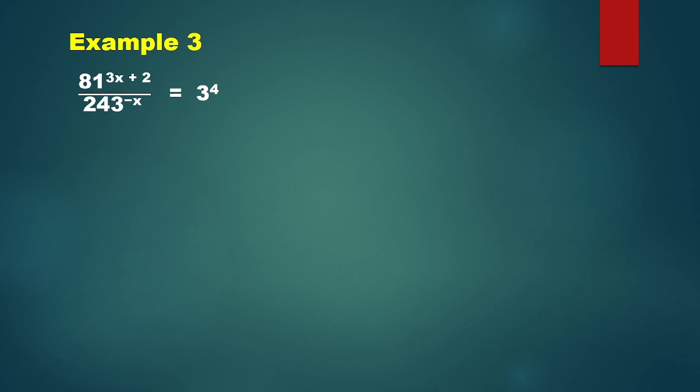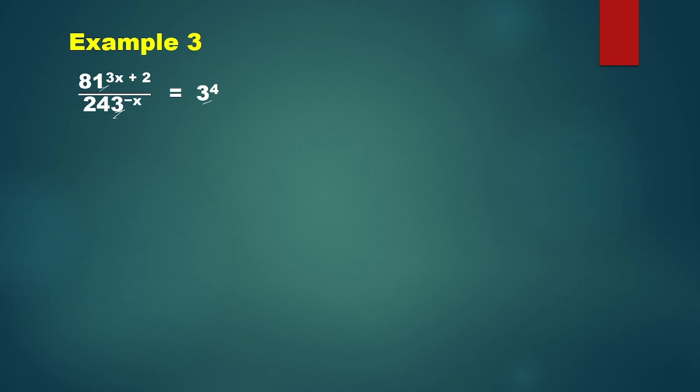power of minus x equal to 3 raised to the power of 4. Now, on the left hand side of my equation, there are two bases there. On the right hand side, there is one base. So I want to be able to make sure that on the left hand side, there is only one base. How do I do this?